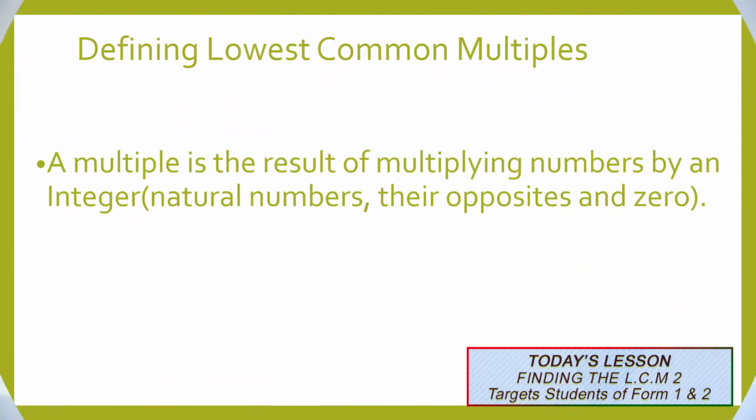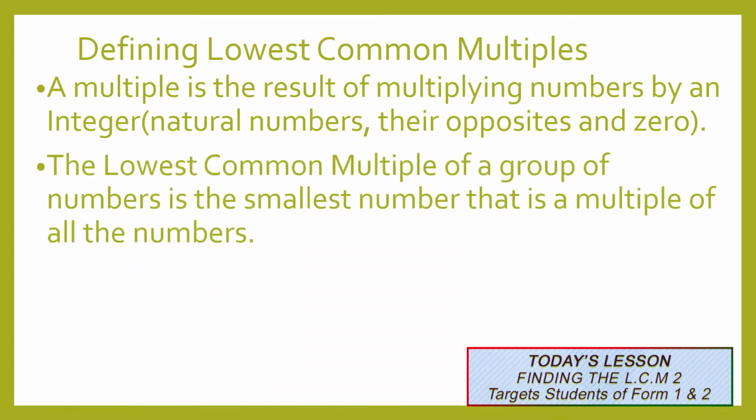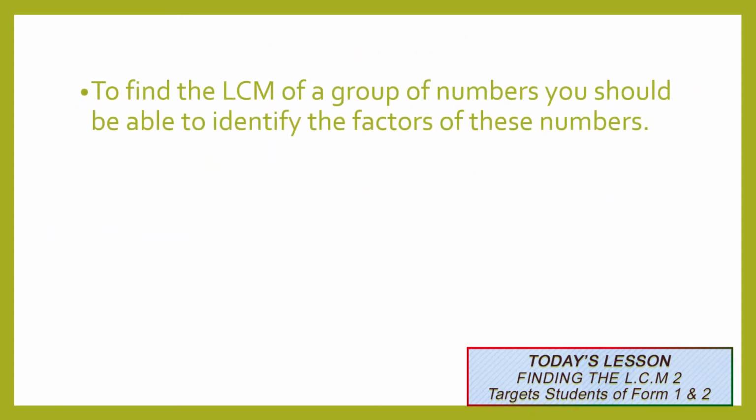So just for review, I would go through what the lowest common multiple is and explain how we find lowest common multiples generally. So a multiple is the result of multiplying numbers by an integer. And we also said the lowest common multiple of a group of numbers is the smallest number that is a multiple of all the numbers. To identify the LCM of a group of numbers, we should be able to identify the factors of these numbers.